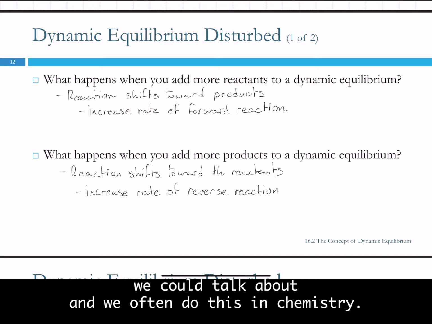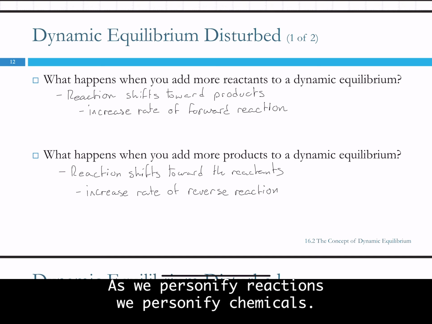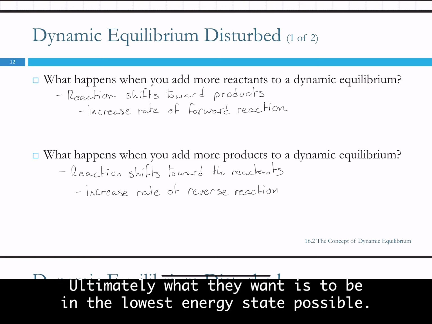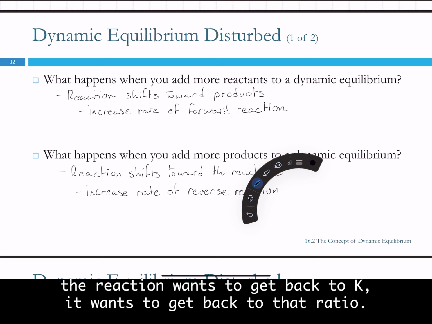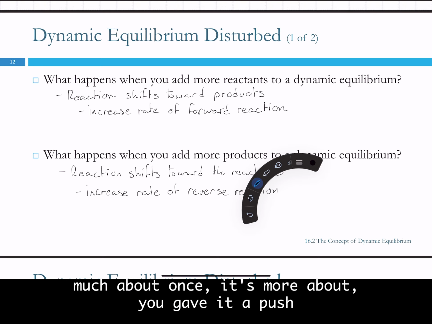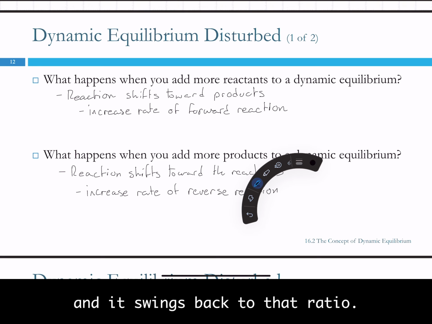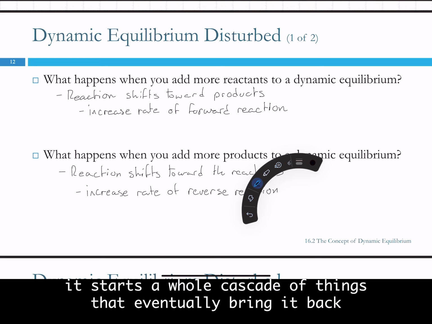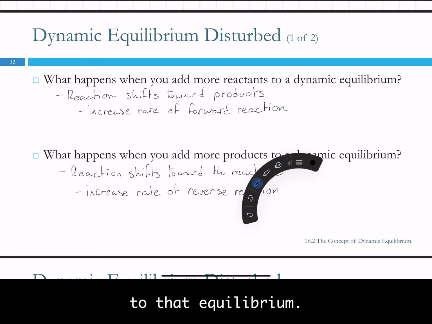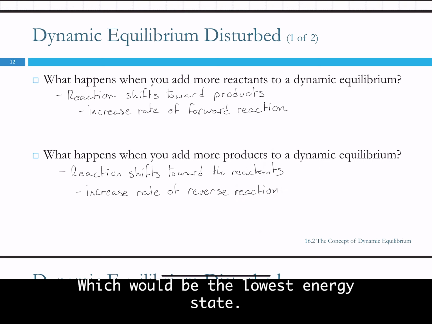We often do this in chemistry: we personify reactions, we personify chemicals. What do they want? Ultimately, what they want is to be in the lowest energy state possible. But it helps to think about them in this way. So when we say the reaction wants to get back to K, it's not so much about wants, it's more that you gave it a push and it swings back to that ratio. Because you gave it a shove and threw off the balance, it starts a whole cascade of things that eventually bring it back to that equilibrium, which would be the lowest energy state.